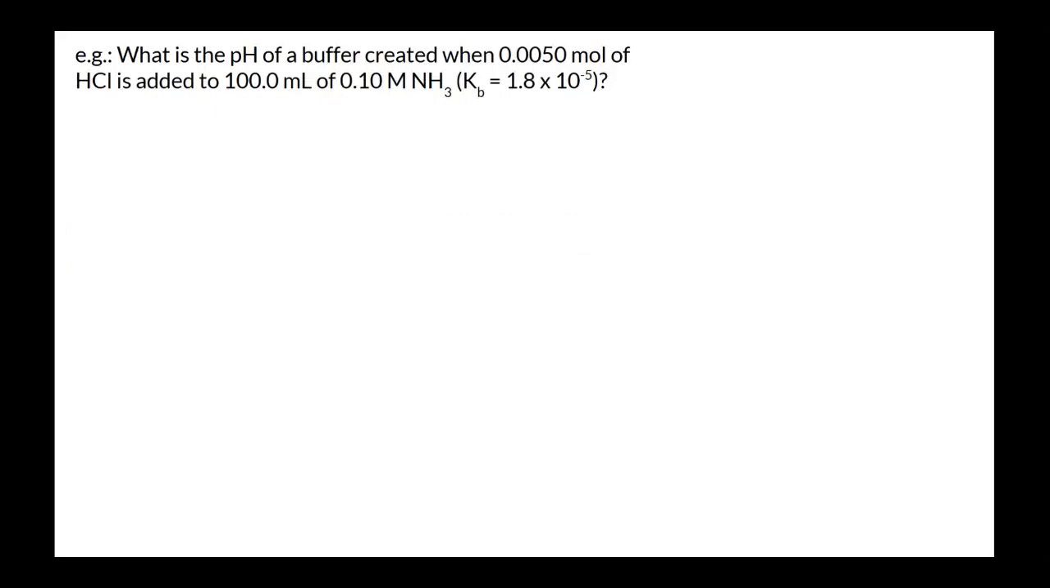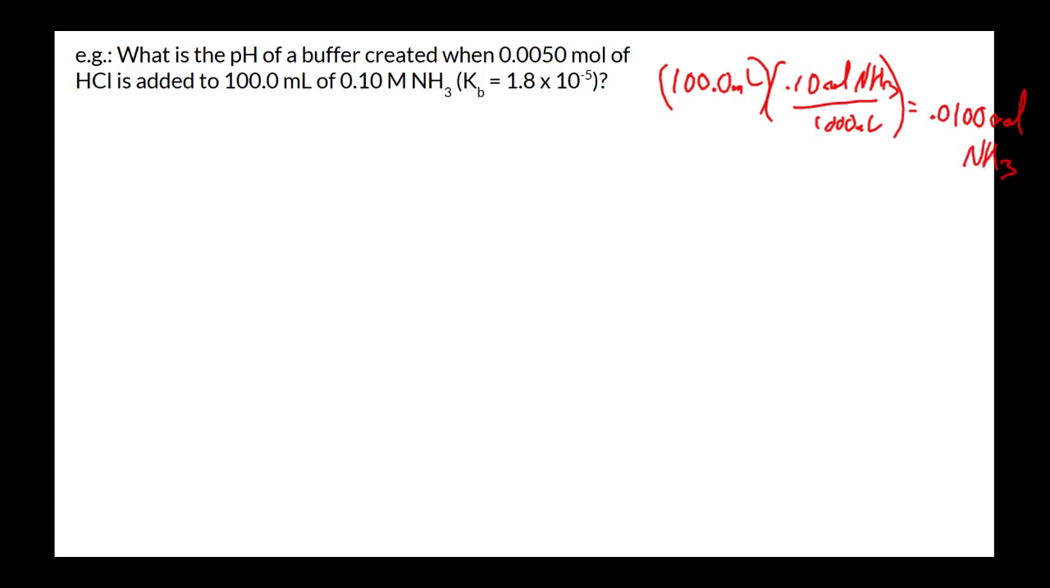Let's take a look at an example. What's the pH of a buffer created when 0.0050 moles of HCl is added to 100 milliliters of a 0.1 molar NH3 solution? And the Kb for NH3 is given here. If we have 100 milliliters of our base solution and its concentration is 0.10 moles of base per 1,000 milliliters, this is going to give us 0.0100 moles of our base.